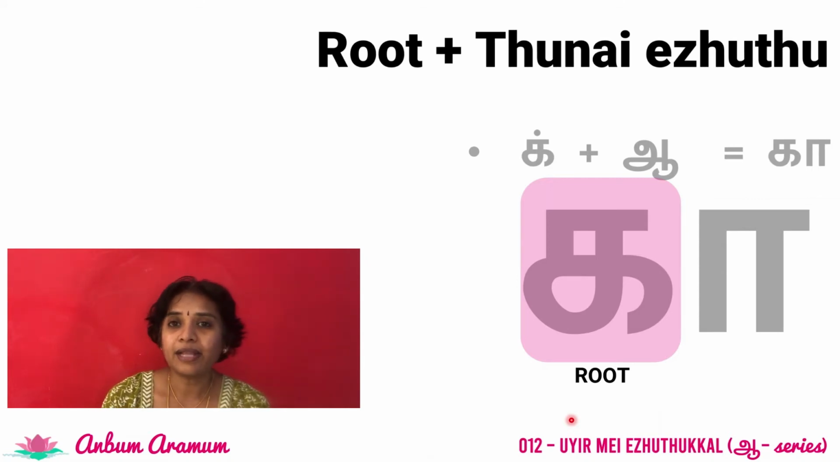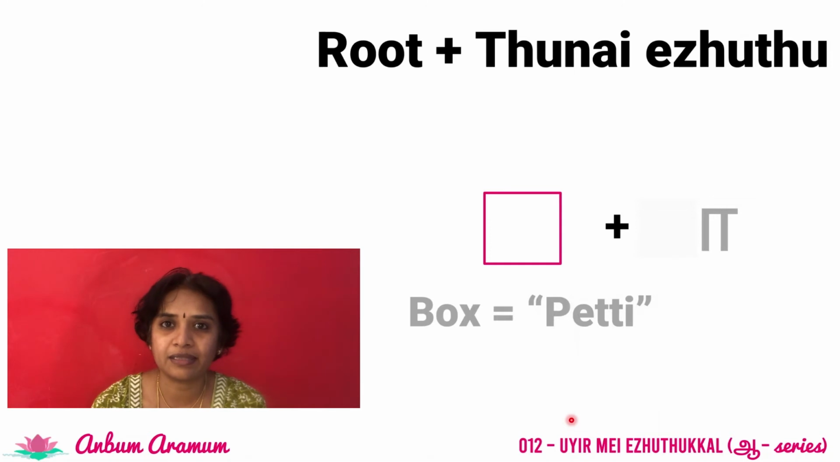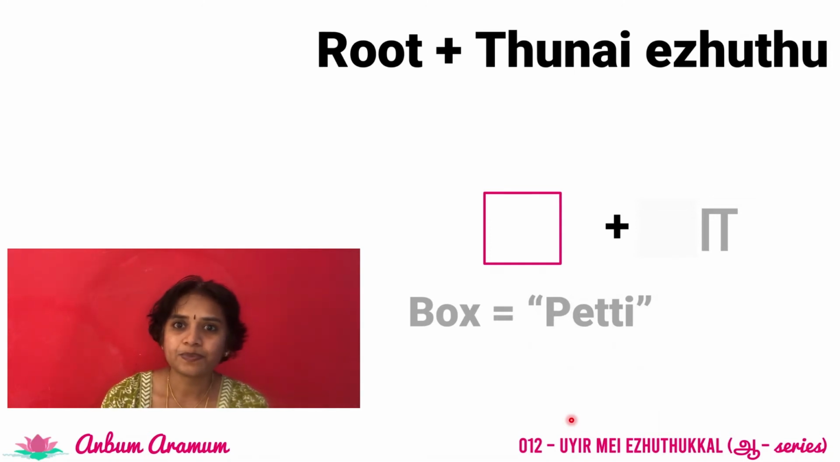So the entire table of the a varisai can be simply represented as box plus துணை எழுத்து, where the box will hold the kuril symbol. So this is like a neat formula and it is easy to remember. Box. Box in Tamil is petti. P-E-T-T-I, petti. And petti and துணை எழுத்து gives the நெடில் a varisai, and petti holds the kuril எழுத்து symbol.